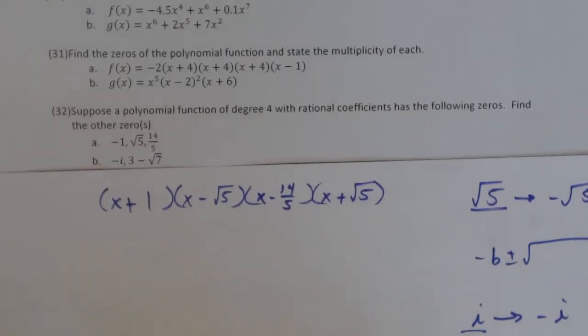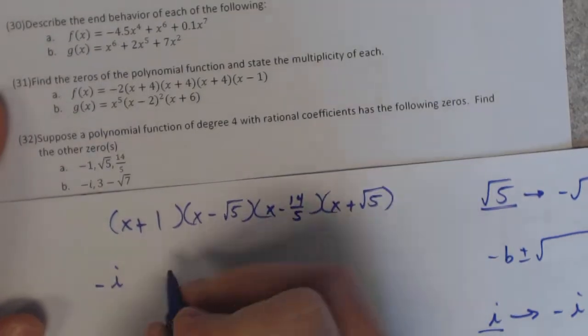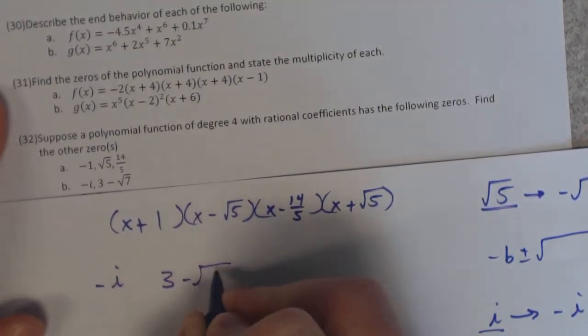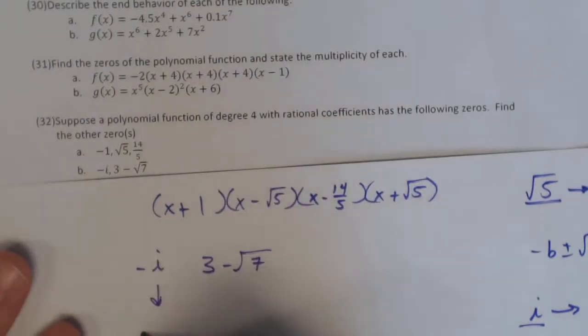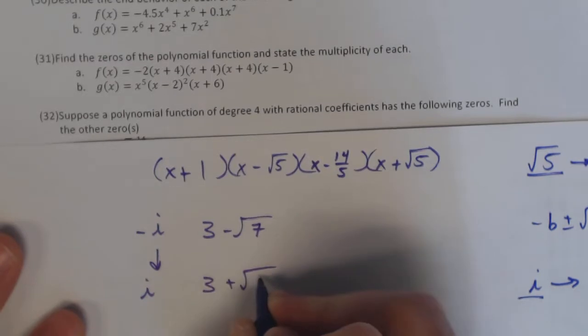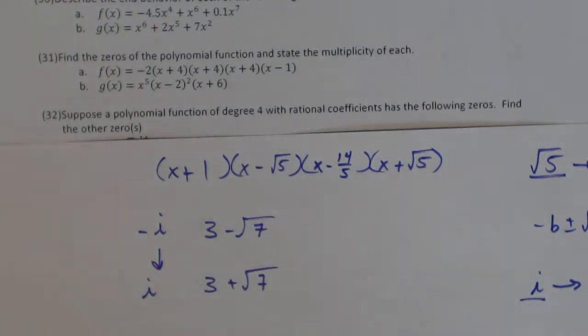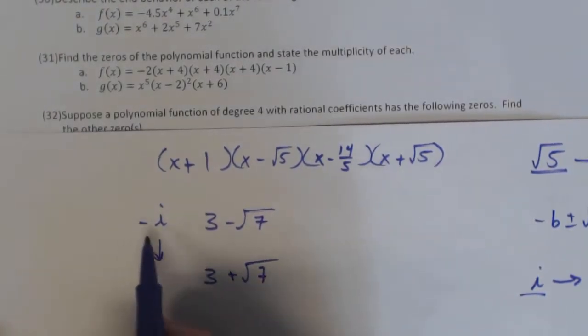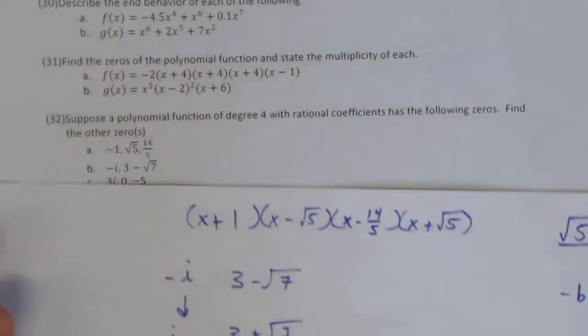So like part B. Part B says that negative i is a 0 and 3 minus square root of 7 is a 0. Well, the conjugate to these would be positive i and 3 plus square root of 7. I don't change the sign on the 3, I just change it there on the 7. So the conjugate root theorem says that if you know one of those roots, then you automatically know the other one, which is pretty handy to know.